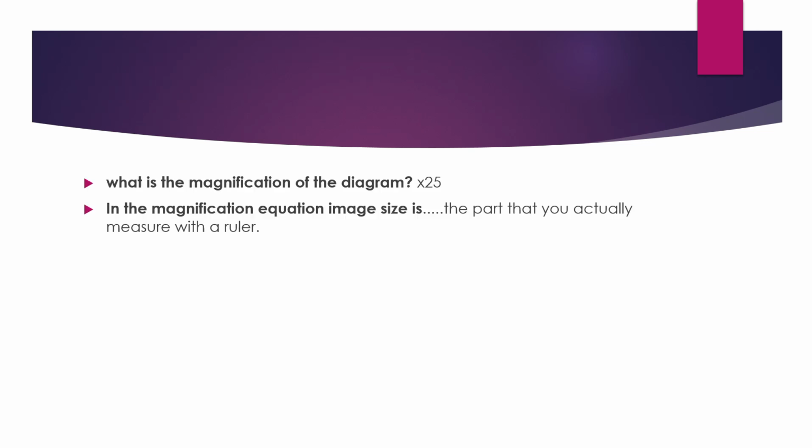And in the magnification equation, image size is the thing that you actually measure with a ruler in millimetres. So you measure it in millimetres, and that's your image size, your I, but you have to times it by 1,000 to get it to micrometres.